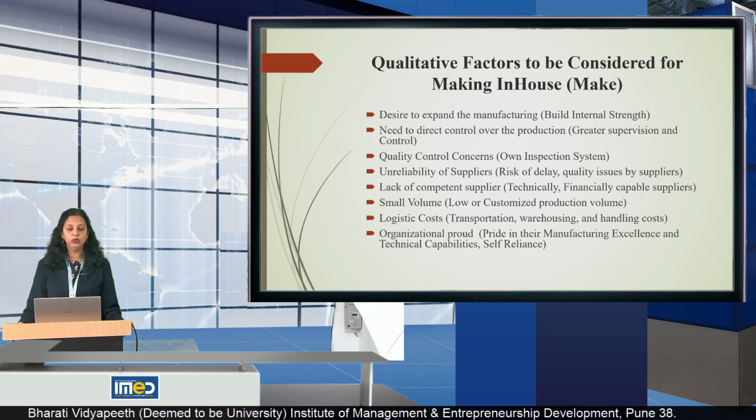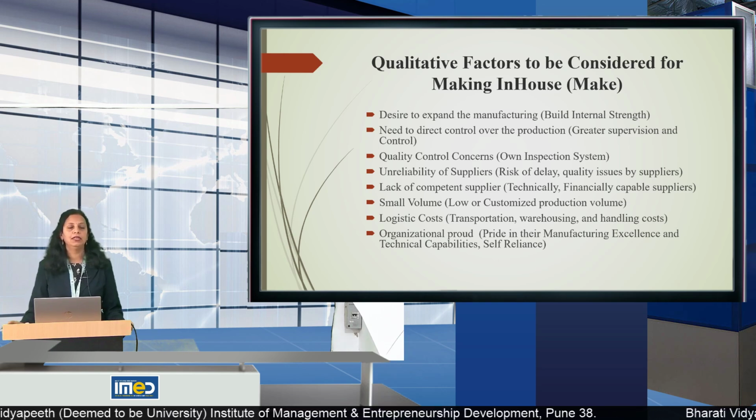Then the need for direct control over production. What happens when the company is manufacturing the product in its plant?